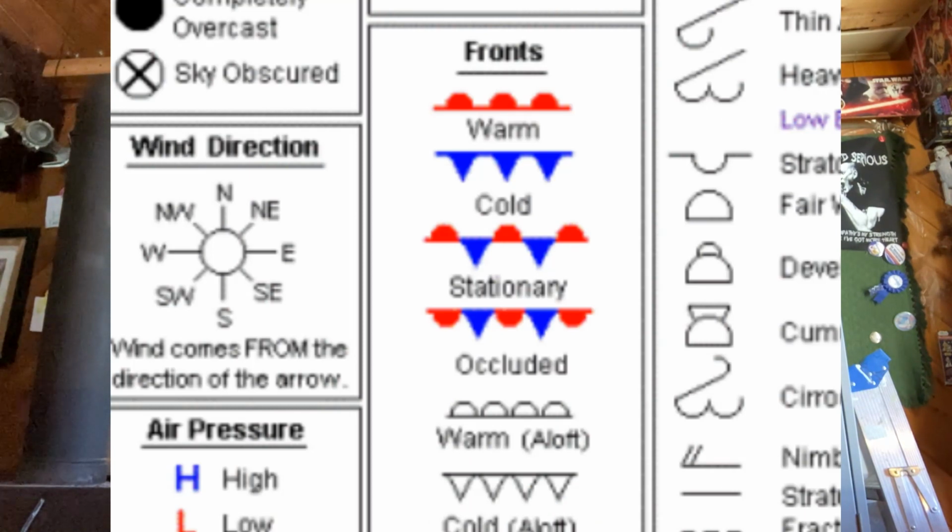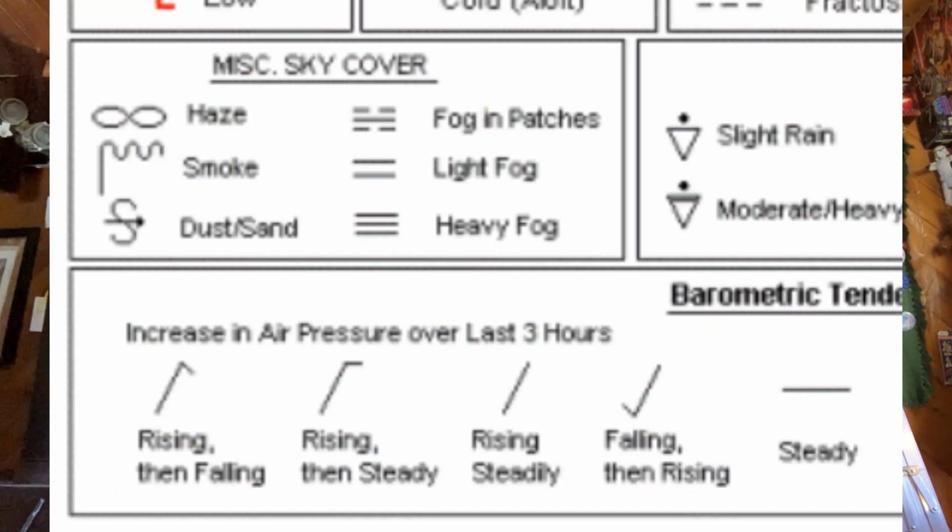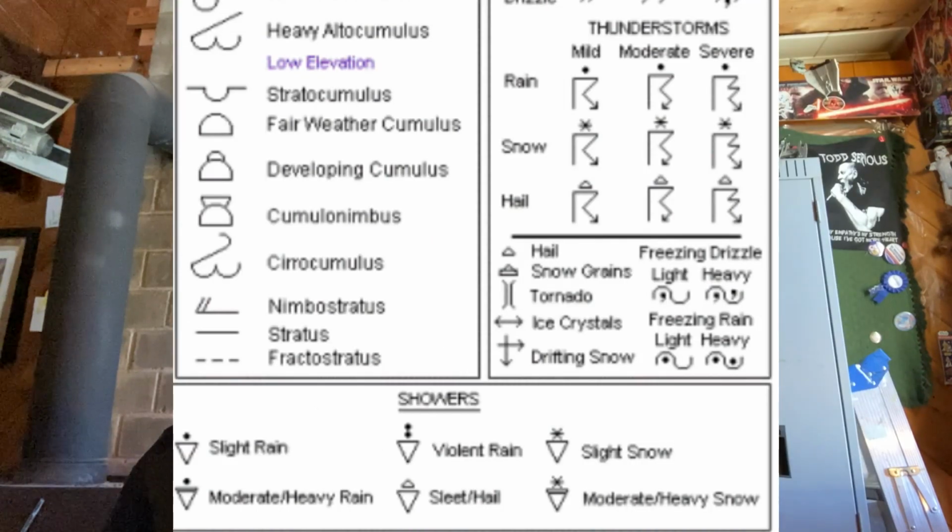Air pressure, high, low. Miscellaneous sky cover. Again, these are ones I don't see very often. Same with these barometric tendencies. These aren't ones that I come across in the flight maps so much. But these ones I see often.